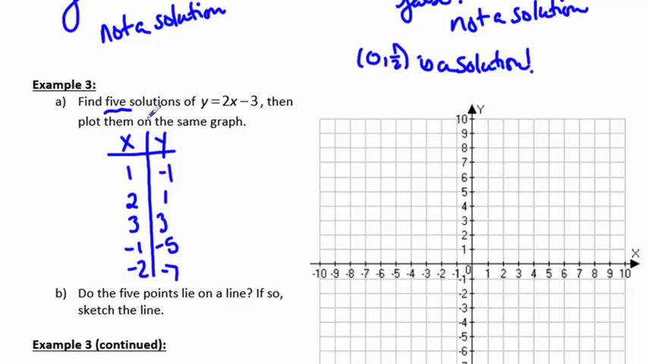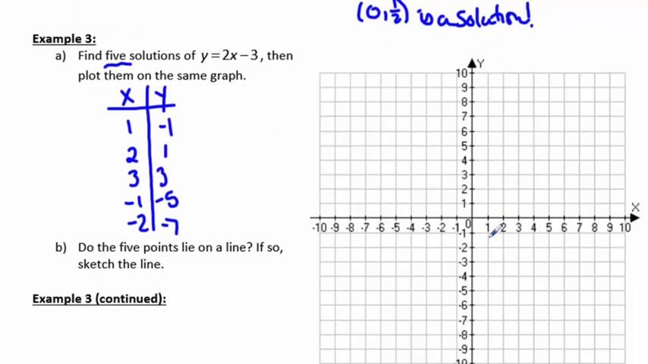Okay, now we want to plot these solutions. 1, negative 1; 2, 1; 3, 3; negative 1, negative 5; and negative 2, negative 7. The next question is, do the 5 points lie on a line? So I don't want to know if they are approximately on a line. I want to know if they would be exactly on a line.